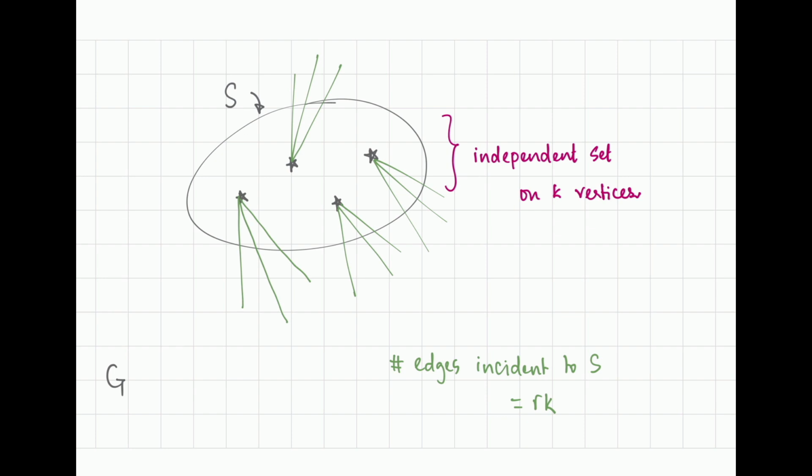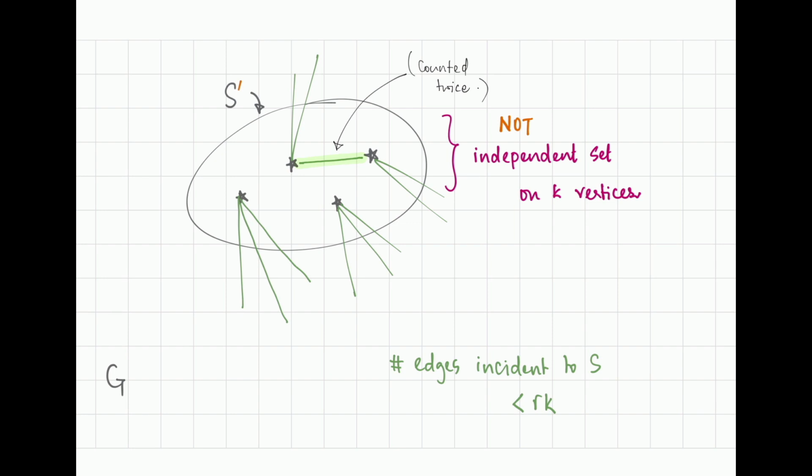Just to really make this more explicit, notice that if you were working with a subset of k vertices which is not an independent set, so let's say that we have S prime, again S prime is a subset of k vertices, but this time it's not an independent set, so there's at least one edge sitting completely inside the set, then notice that such a set will not cover r times k many edges.